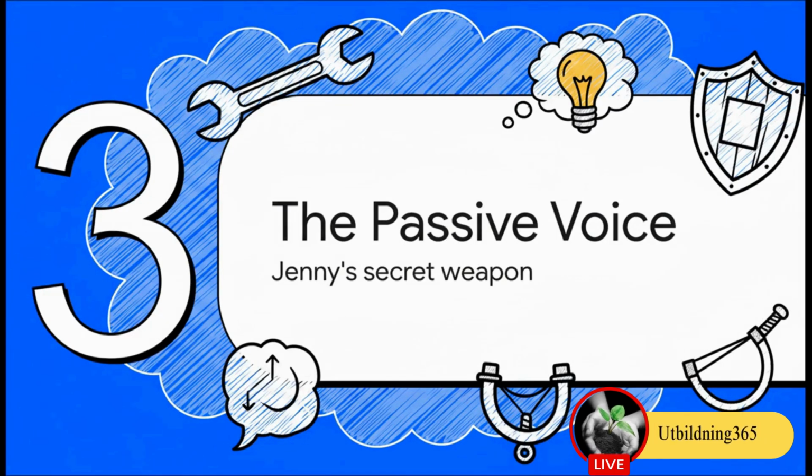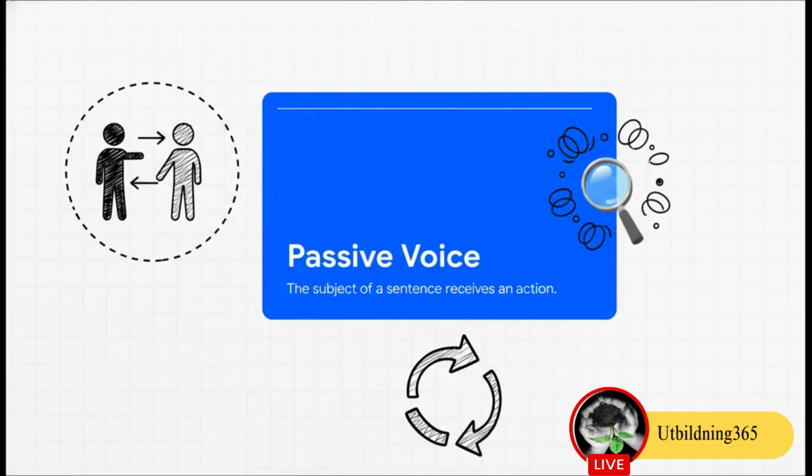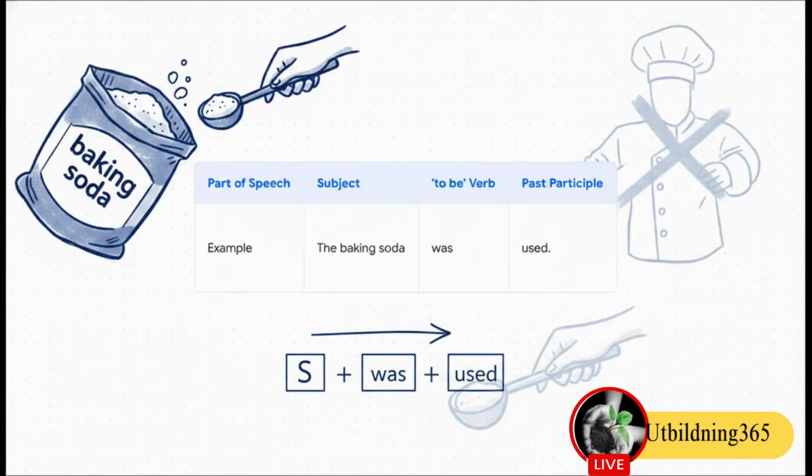But Jenny was way too smart for that. She didn't use the active voice. Oh no. She pulled out her secret weapon, the passive voice. Now with the passive voice, the whole structure just flips on its head. The subject of the sentence isn't the doer anymore. Instead, the subject is the one that's receiving the action. The spotlight completely moves. In Jenny's actual sentence, the baking soda is the subject.